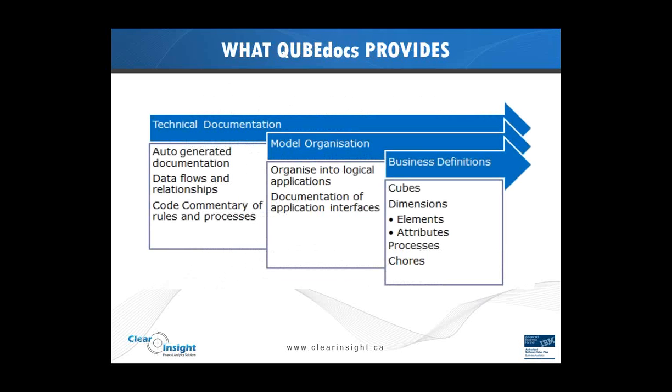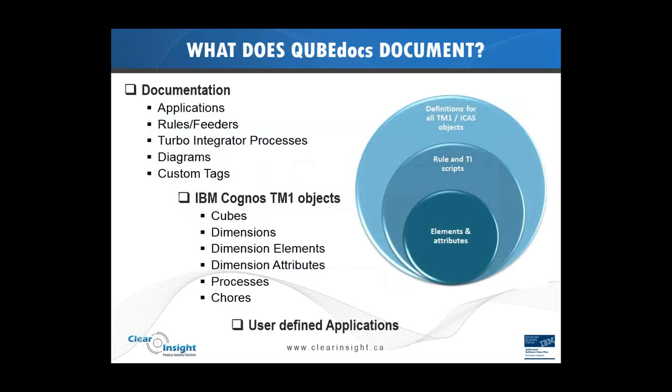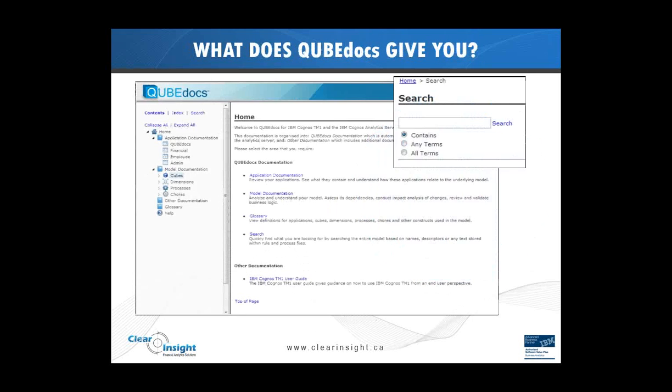It's going to provide you with rules and processes, commentary, your model organization and how that fits, and then the definitions of the individual elements within your models, including things like your cubes, dimensions, elements, attributes, processes, chores, your TI processes, your diagrams, custom tags, user-defined applications. It's going to dig into all of that within the model and provide it in an easy-to-use, accessible capability.